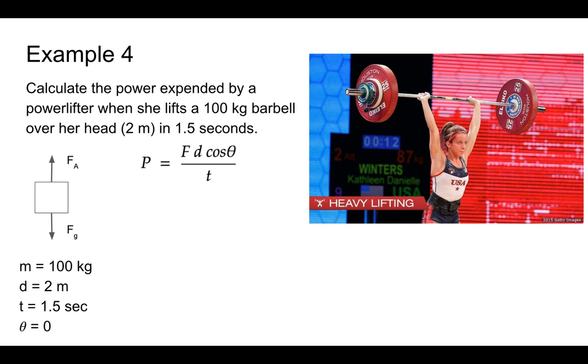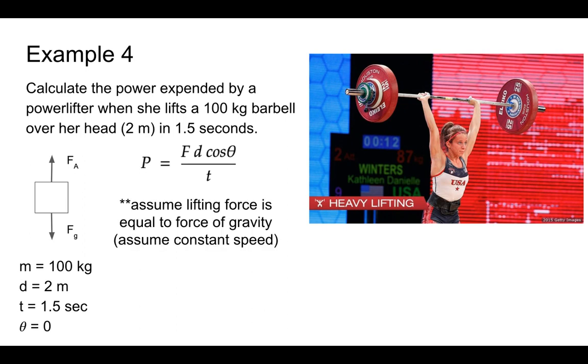So we kind of assume that it's moving at a constant velocity. So we're going to assume the lifting force is equal to the force of gravity. So we're assuming a constant speed. Because of that, force applied is equal to the force of gravity, which is just mass times acceleration of gravity, just like it was in the last problem that we did with the elevator, okay? So we end up plugging in mass times acceleration of gravity for our force applied, times displacement times the cosine of theta, over time, and now we can just plug our numbers in and solve.